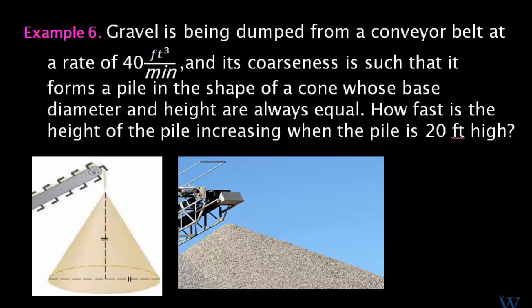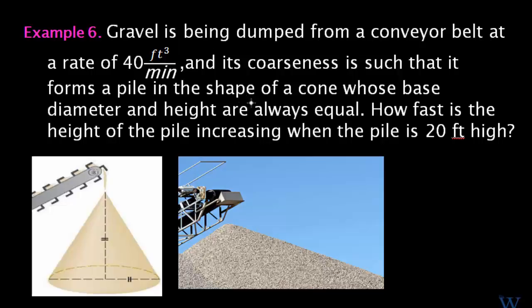Okay, example 6. Gravel is being dumped from a conveyor belt at a rate of 40 cubic feet per minute. So right away that should give you a hint that this is dV by dt. And its coarseness is such that it forms a pile in the shape of a cone. So there's the cone, and this is just a visual aid, so you see what's going on. There's the conveyor belt, and that's where gravel is being dumped, right there, and it creates a cone-shaped pile.